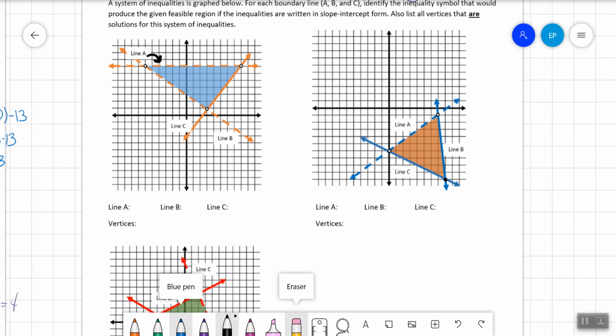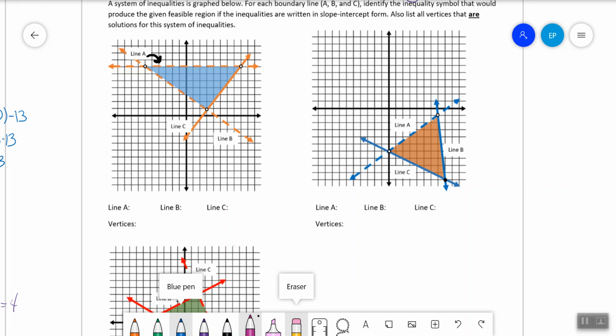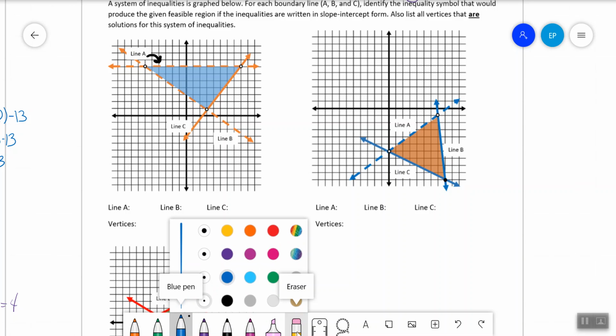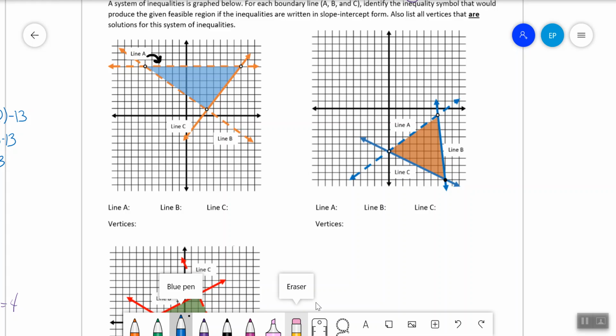So we're going to just do what we've been doing, looking at where the graphs are and everything. I'm trying to figure out what's going on with this here. Yep, we'll just deal with it. So line A is this dashed line here, and it wants all the values below it. So A is going to be less than. It's not equal to because it's dashed.